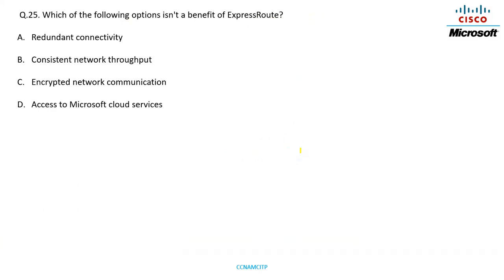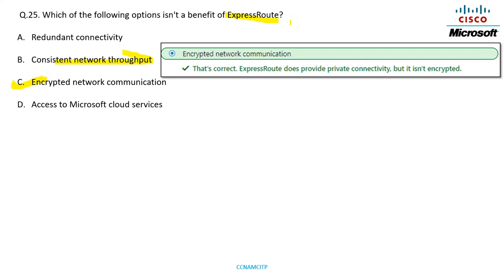Next question, which of the following options isn't a benefit of ExpressRoute? Redundant connectivity, consistent network throughput, encrypted network communication. So this is not a benefit. ExpressRoute will not encrypt your communication.